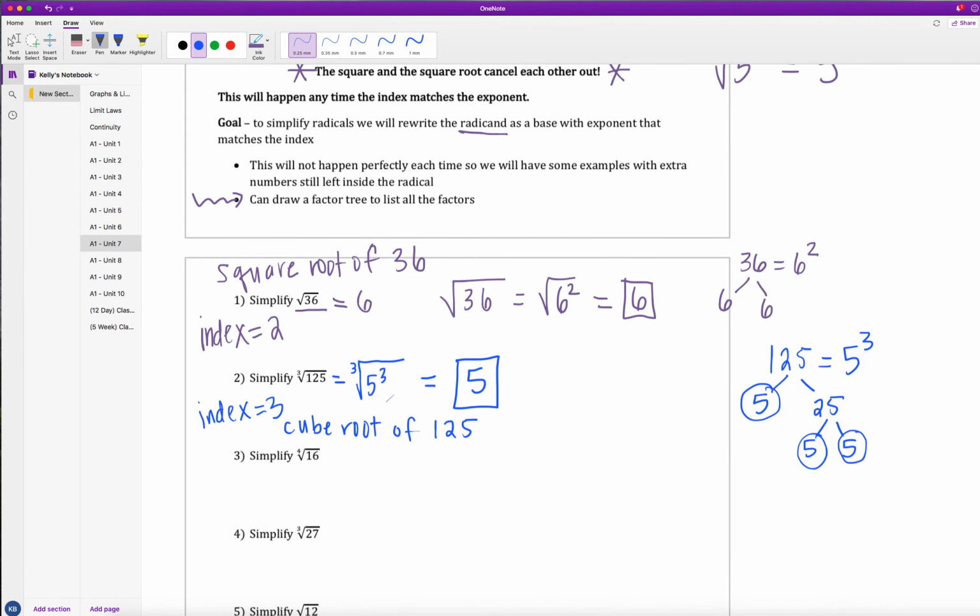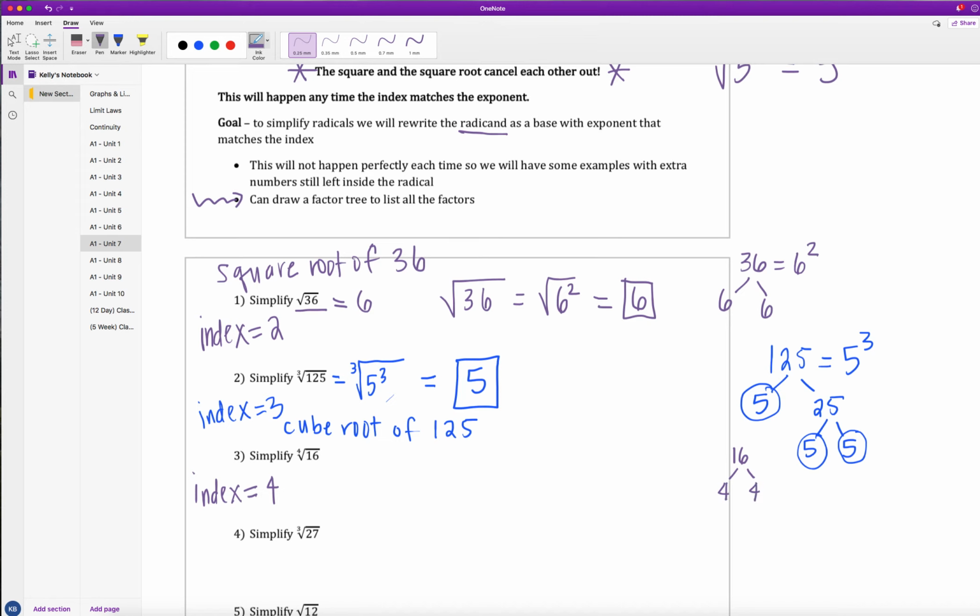Let's look at our third example here. So why don't you guys pause the video and decide on what your index is on example 3. So in example 3, our index is going to be 4, since that's our superscript in front of the radical sign. So our goal would try to be to get an exponent that would be a 4. If I go write a factor tree, why don't you guys create a factor tree for 16 and then we'll check it together. So 16 can factor as 4 times 4.